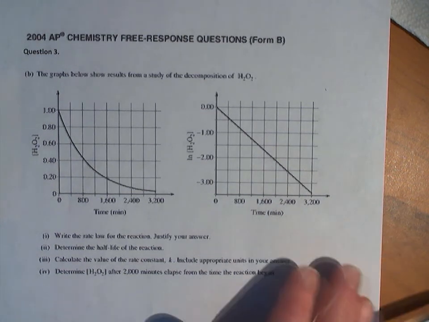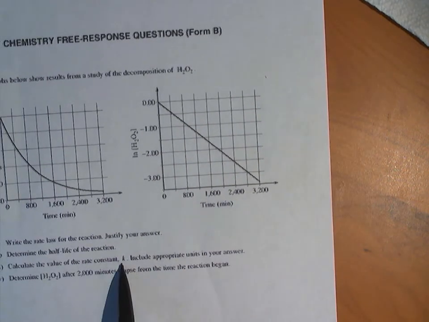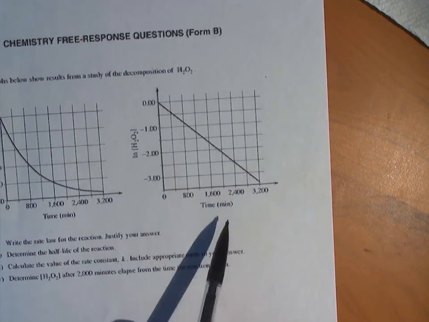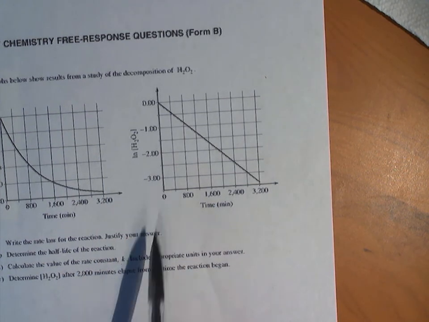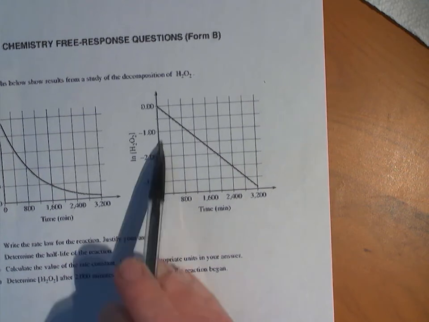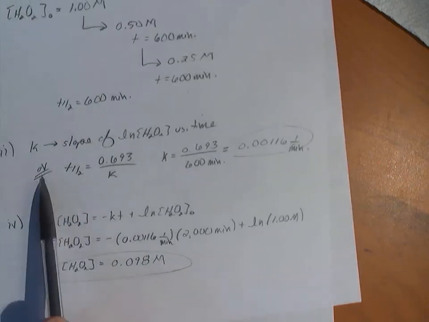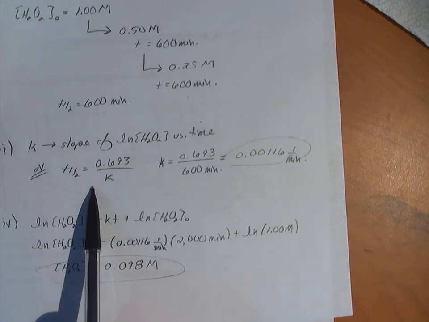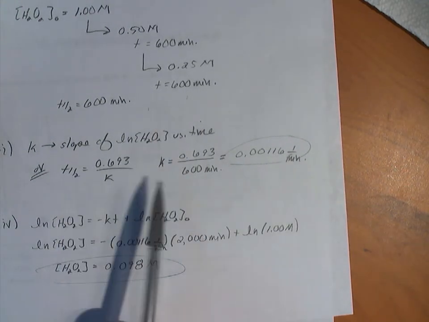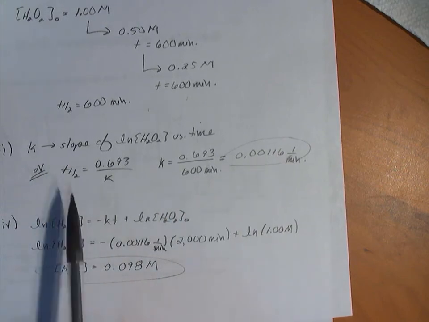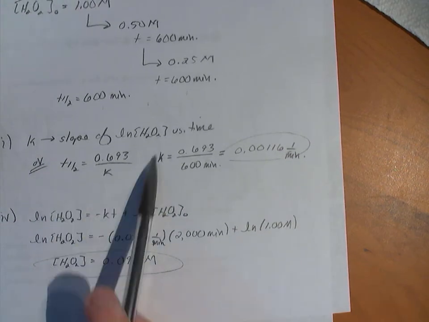Calculate the value of the rate constant. Now, K is the slope of the integrated rate law relationships. So you could find slope from this, change in y over change in x, or you just got the half-life. So plug that in, and we get our value for K. So either would be acceptable. I think it might be just easier to use this.